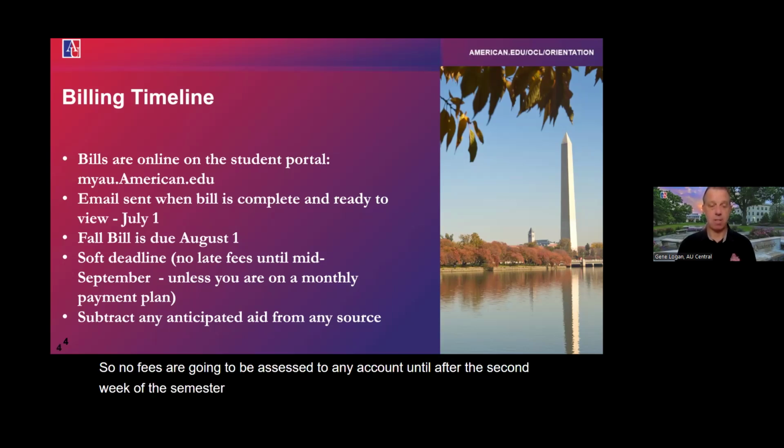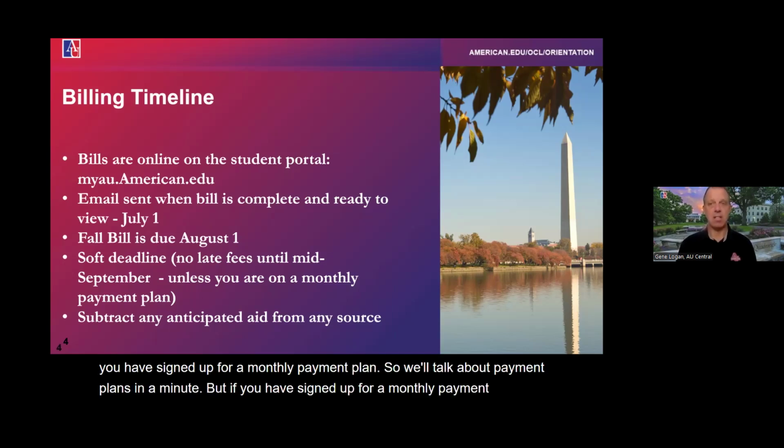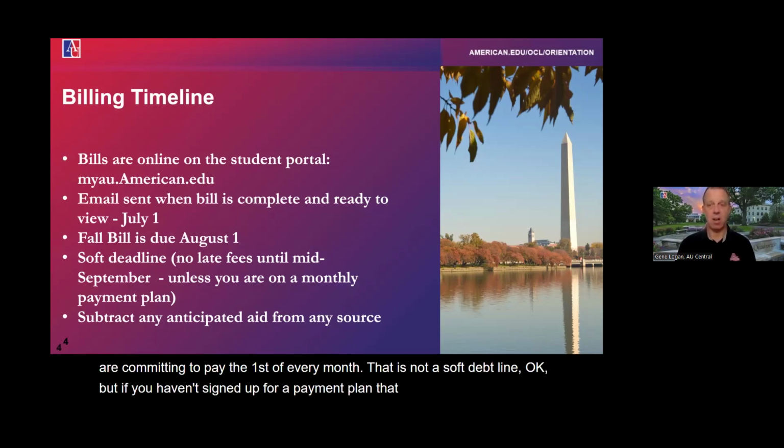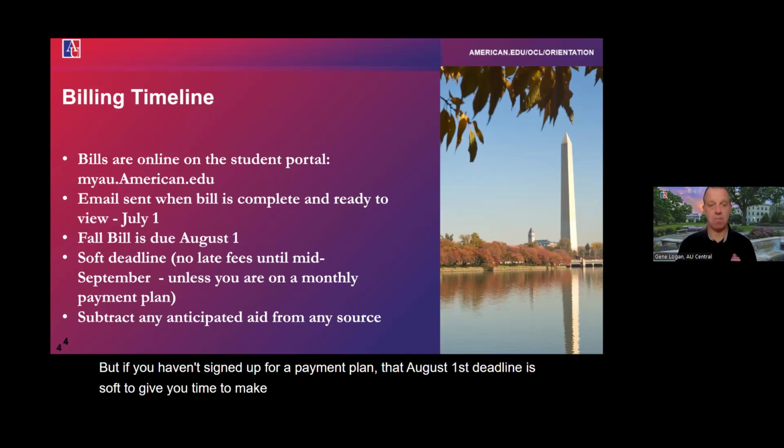Okay, so in September. Okay, that is for everyone unless you have signed up for a monthly payment plan. So we'll talk about payment plans in a minute, but if you have signed up for a monthly payment plan, you are committing to paying the first of every month. That is not a soft deadline, okay? But if you haven't signed up for a payment plan, that August 1st deadline is soft to give you time to make whatever arrangements you need to make, okay?